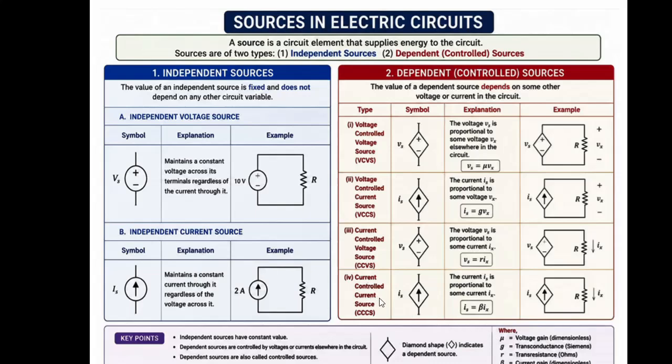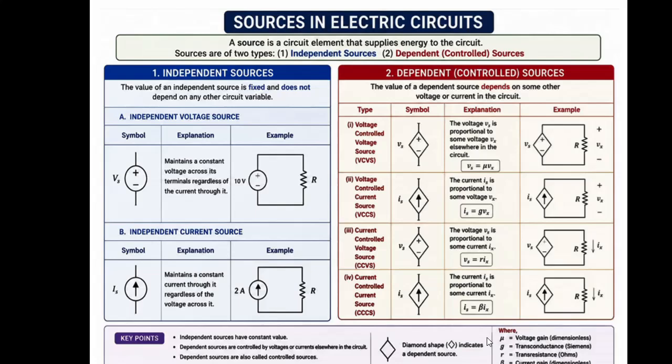Similarly, the current controlled current source. We represent it with an arrow mark within the diamond symbol, and outside we mention the current. It is defined as a source whose value depends on the current through any branch in the circuit. In this example the current source is connected in parallel with the resistor. The equation for this current controlled current source is Is equal to beta into Ix, where beta is the current gain. For the voltage gain and the current gain, the unit is dimensionless.